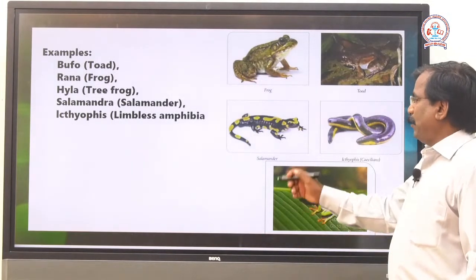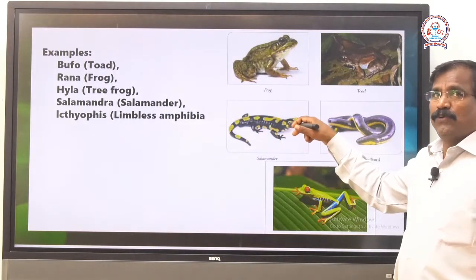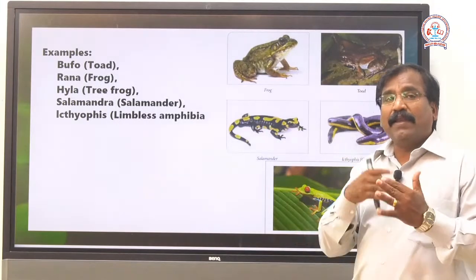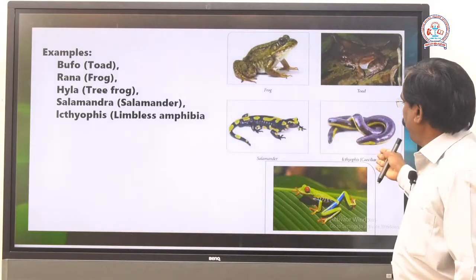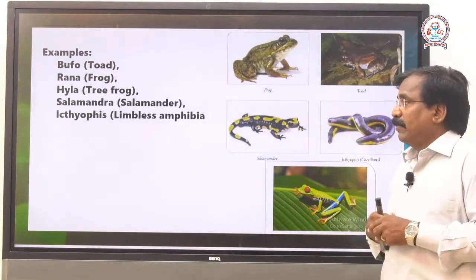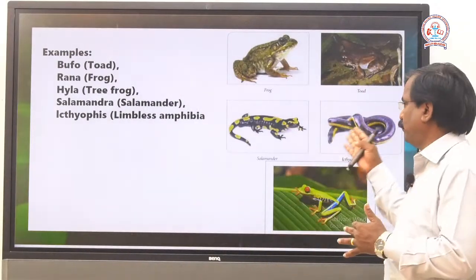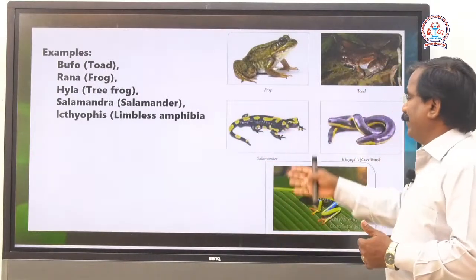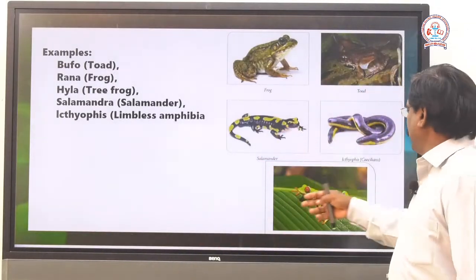Salamandra, salamander, has a tail. This is a tailed amphibian, just like a lizard. Ichthyophis is limbless, like a snake. Limbs means appendages. A frog has limbs, but Ichthyophis is snake-like. They will ask for 1 mark: which is the limbless amphibia? No limb, limbless amphibia, Ichthyophis, like a snake. Tailed: salamander has a tail, just like a lizard, it looks like a lizard. So these are all the examples.